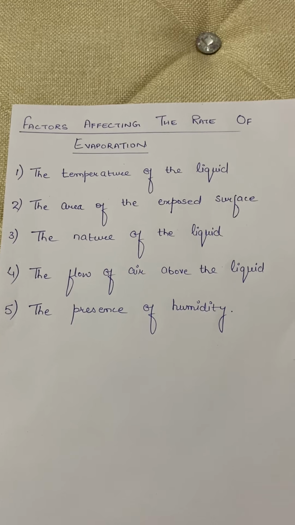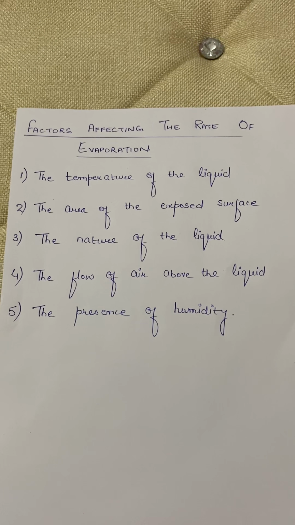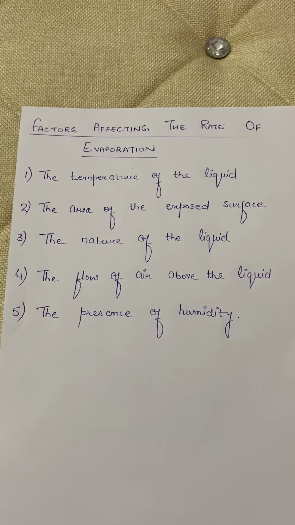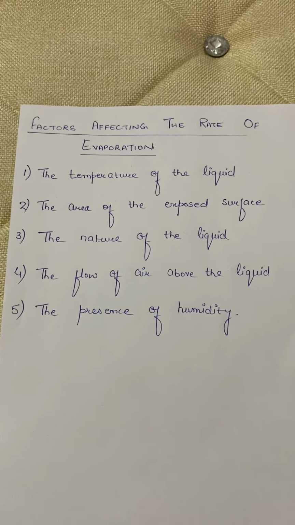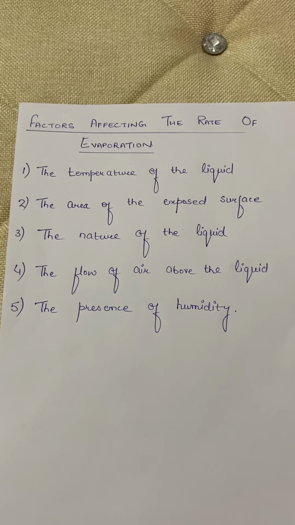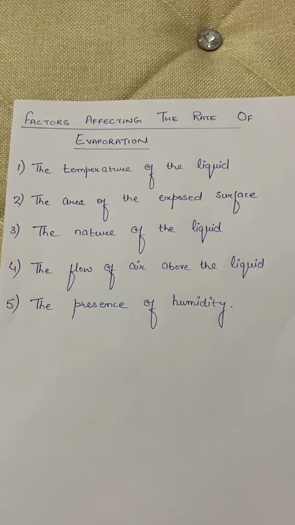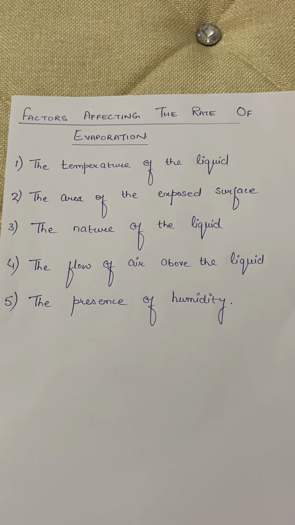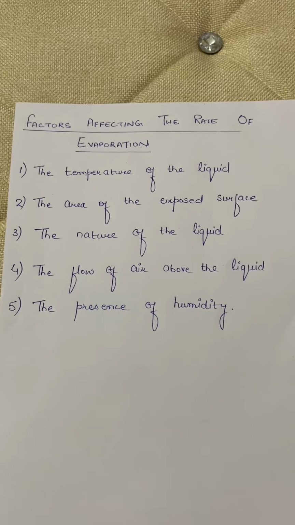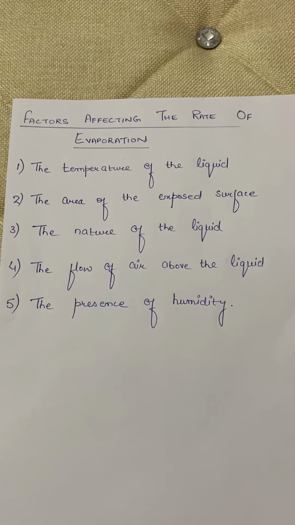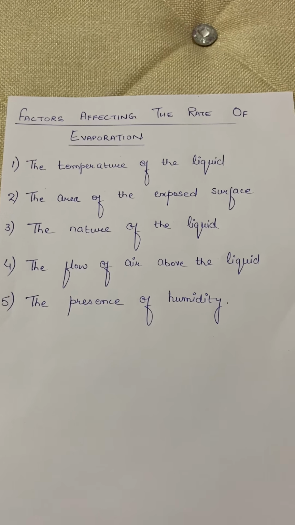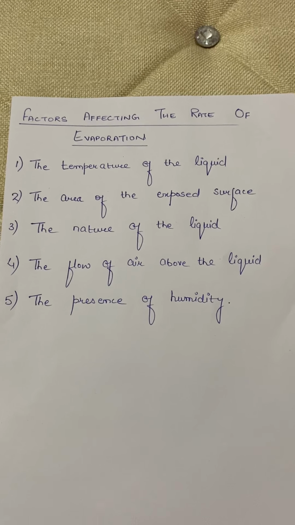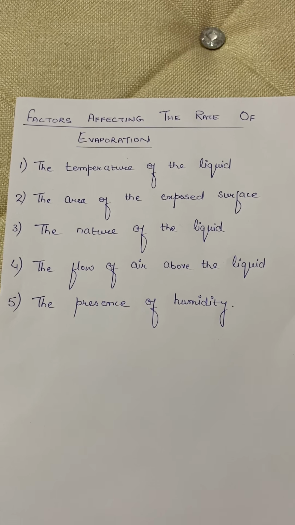Then the next factor, the fourth one, the flow of air above the liquid. If air is blown above the liquid surface, it moves away the molecules of the liquid from the surface with it. So the liquid evaporates more quickly. This is why to cool the milk, we blow air above it. And the last, the presence of humidity. Always remember, in dry air, evaporation will be faster than in humid air. And this is the reason why wet clothes dry faster in dry summer days than in the rainy season.